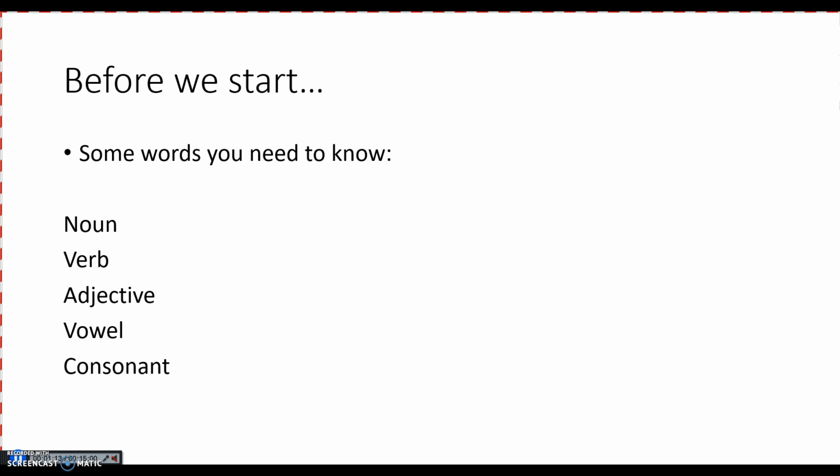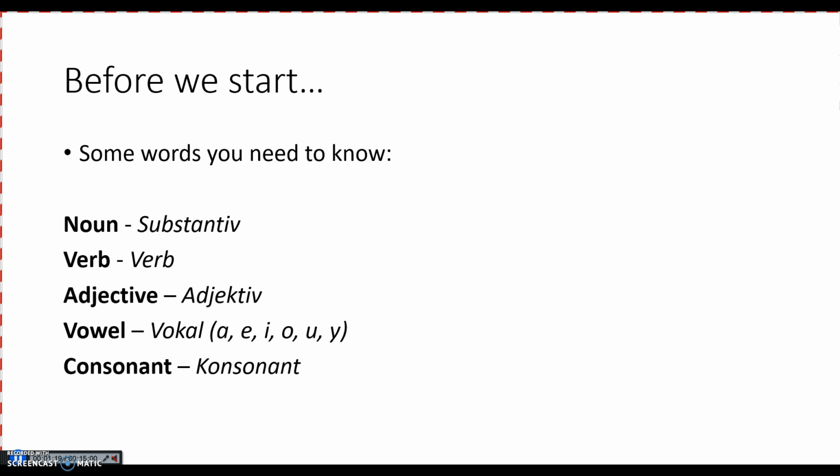If you guessed that verb and adjective are the English versions of verb and adjective, correct. Noun is what the English call substantive. The final 2, vowel and consonant, are related to the sounds we make when we talk.